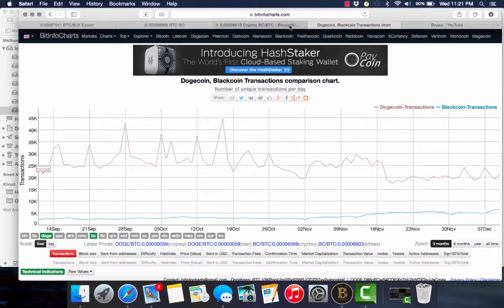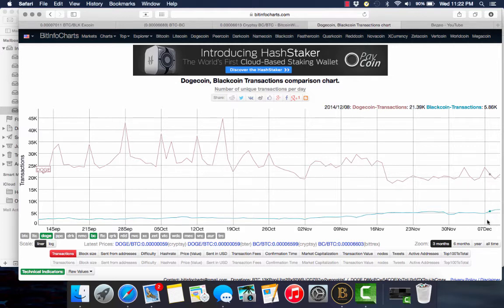But before starting with the technical analysis, I want to bring your eye to this chart. This is a transaction comparison chart, the number of unique transactions per day, and here you can see Dogecoin and Blackcoin. Blackcoin seems to have fewer transactions, and if you put in Bitcoin, it will be about 100,000 transactions. We won't press that, but if you start pressing all of these other cryptocurrencies, you would see that all of them are just under Blackcoin. So basically Blackcoin is in third place, and somehow I was surprised and inspired by that.